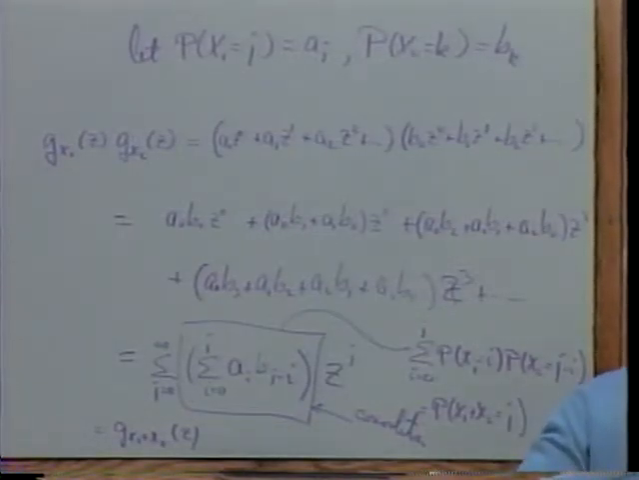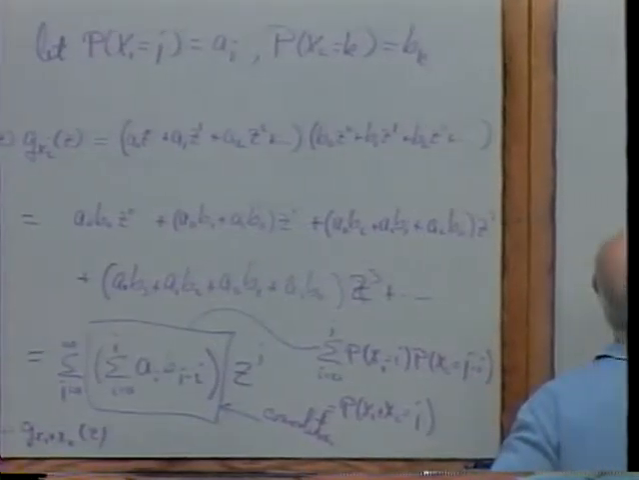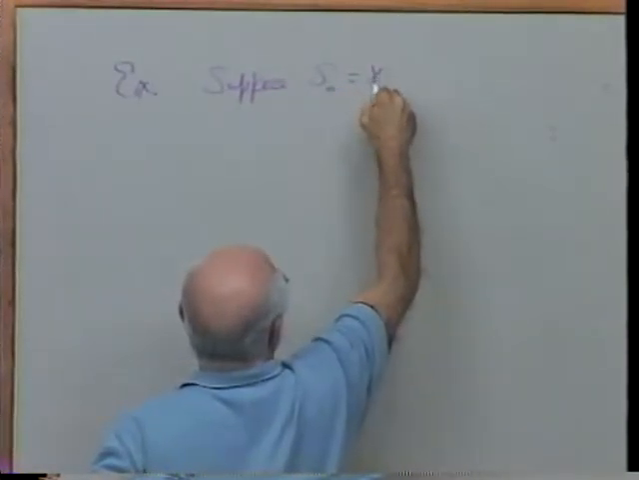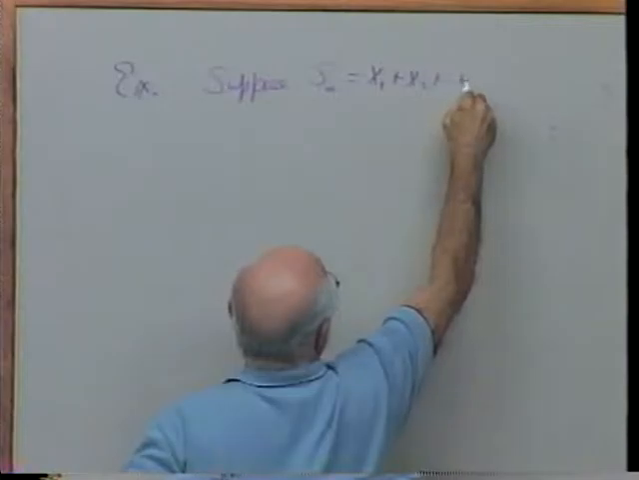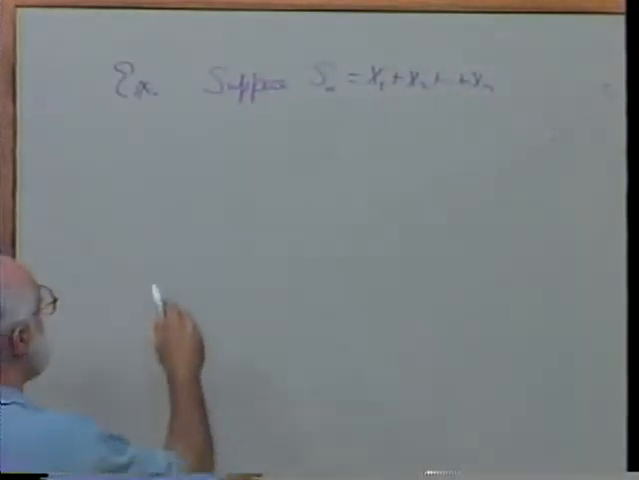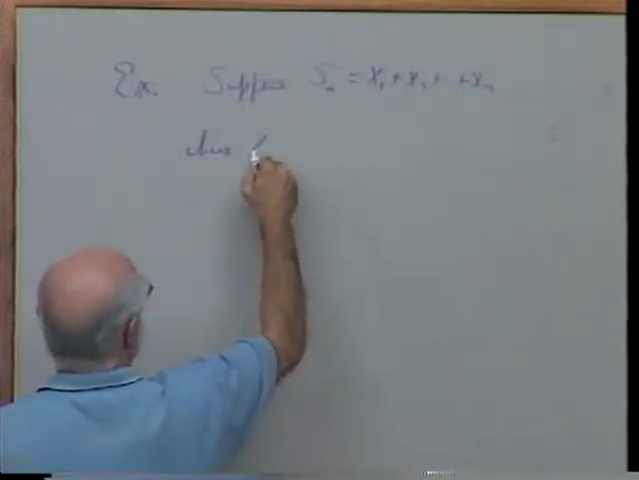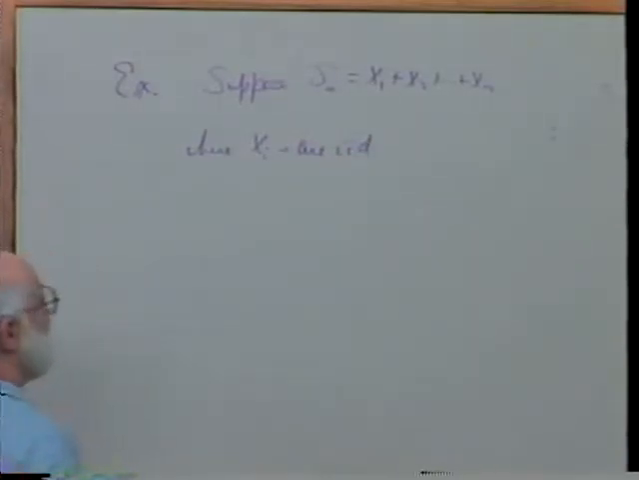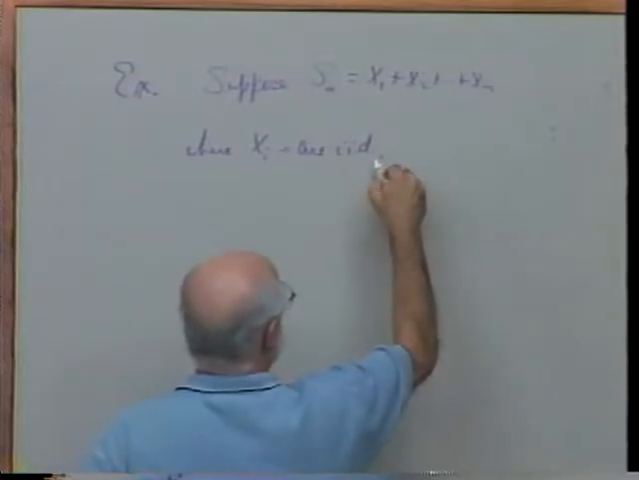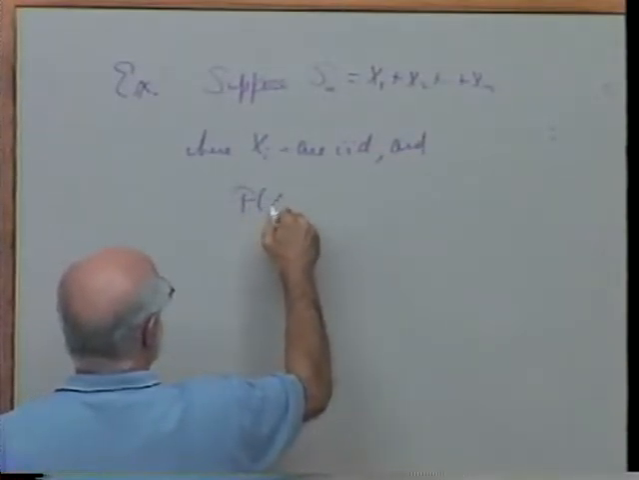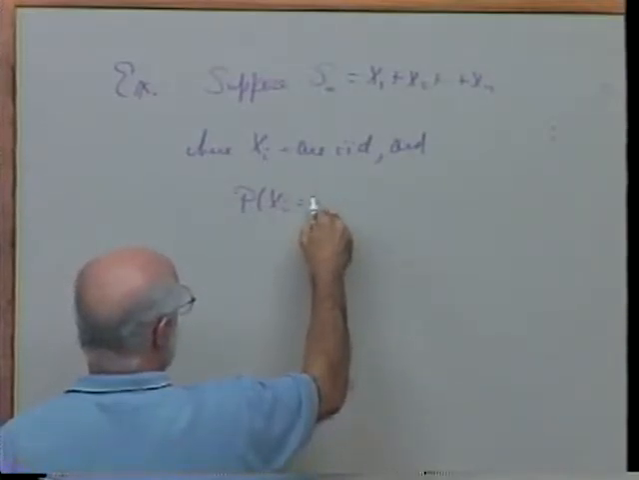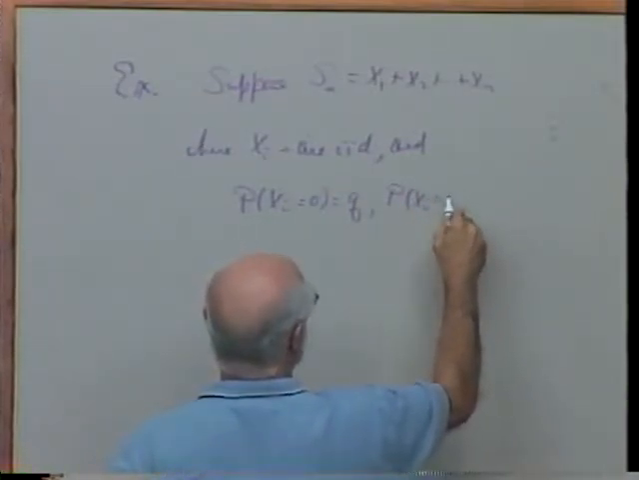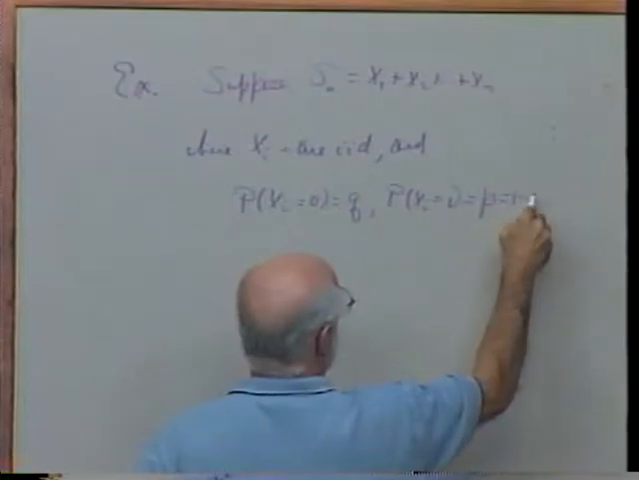Okay, suppose, so here's an example. Suppose Sn is equal to x1 plus x2 plus xn, where the xi's are iid, so they're independent, identically distributed, and the probability that xi is equal to 0 is equal to q, and the probability that xi is equal to 1 is equal to p, or 1 minus q.